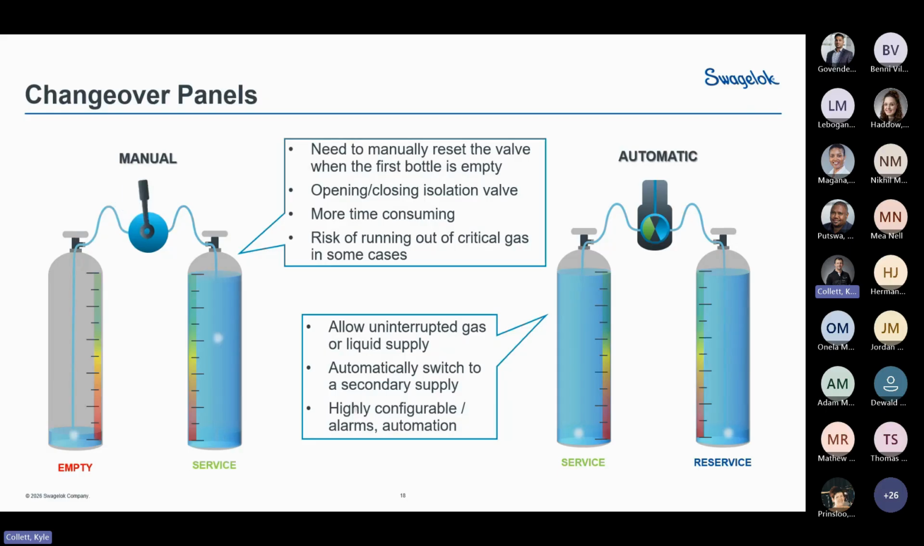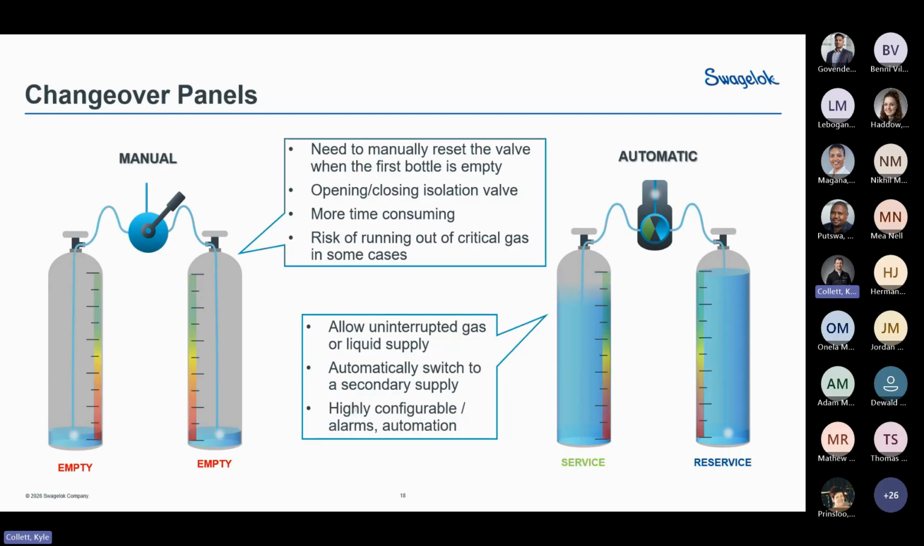At this point, you would have to manually change over your system to your reserve cylinder, and it would deplete, right? So this can be quite time consuming. If it is in a remote location, you now need to get maintenance out there to go and change out your cylinders.